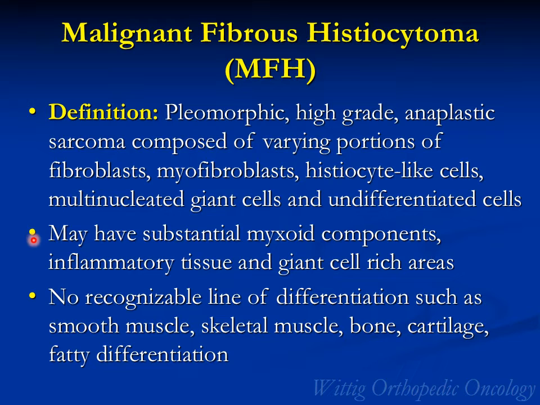It may have substantial myxoid components, inflammatory tissue, and giant cell rich areas. There's no recognizable line of differentiation, such as smooth muscle, skeletal muscle, bone, cartilage, or fatty differentiation. And it stains vimentin positive and not for any other markers. Occasionally it may stain slightly for actin because of the myofibroblasts.